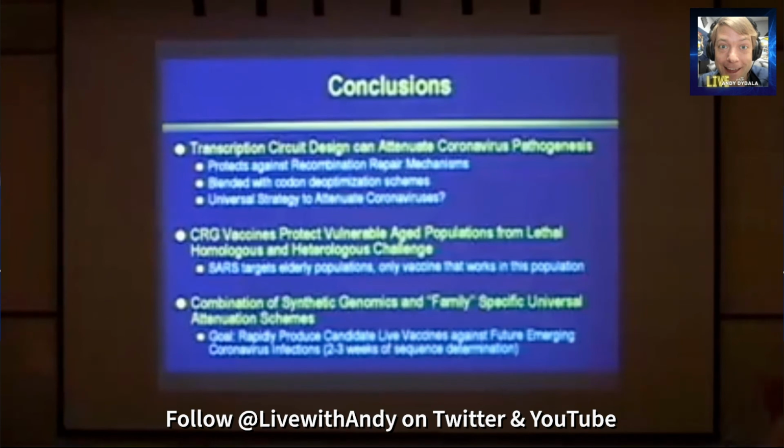Killed vaccines don't. And I think the combination of synthetic genomics and family-specific universal attenuation schemes can achieve a goal of rapidly producing candidate live virus vaccines within about 2 weeks of identifying the sequence of a newly emerging pathogen.